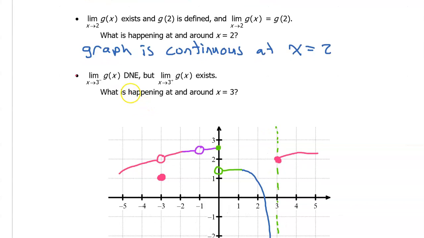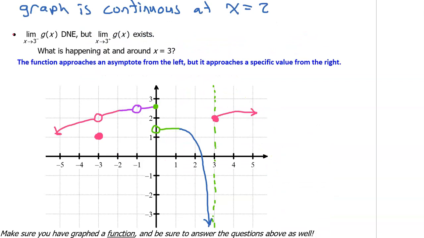Okay, so that's it, really. This graph is now complete. If you did this on your own, your graph could look very different, but it just has to satisfy all of these criteria. So let's put one last description of what's happening at and around x equals 3. So there's my little description: the function approaches an asymptote from the left, but it approaches a specific value from the right.